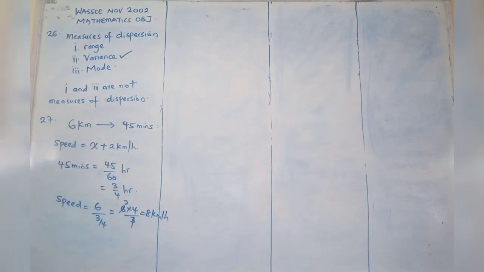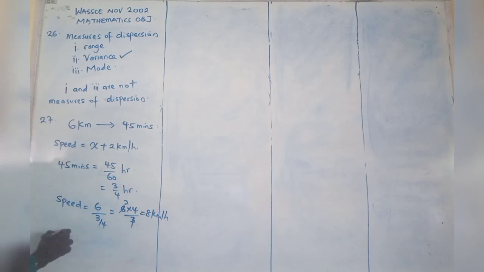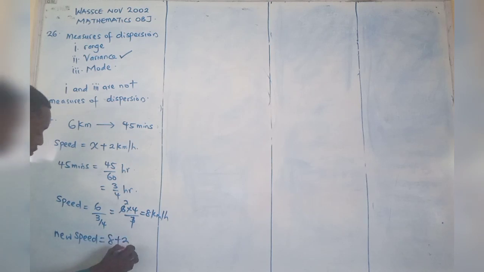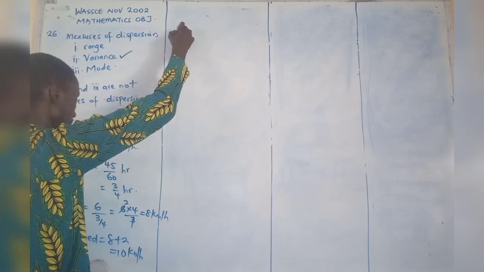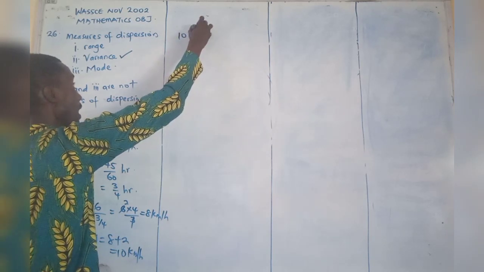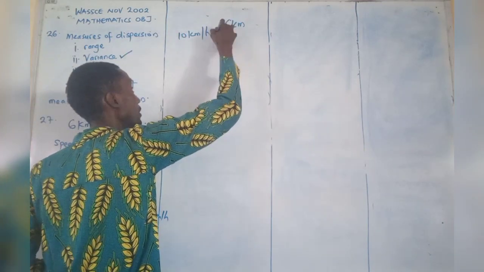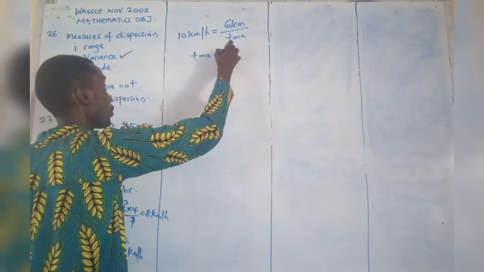Now, it means that the new speed will now be what? Please, when you're solving questions, don't be afraid to make a mistake. If you make a mistake, you correct yourself. So it would mean that the new speed, which is 10 kilometers per hour, just writing that for emphasis sake, will be equal to the distance, which is the same, divided by the time which we are looking for. So time will now be what?